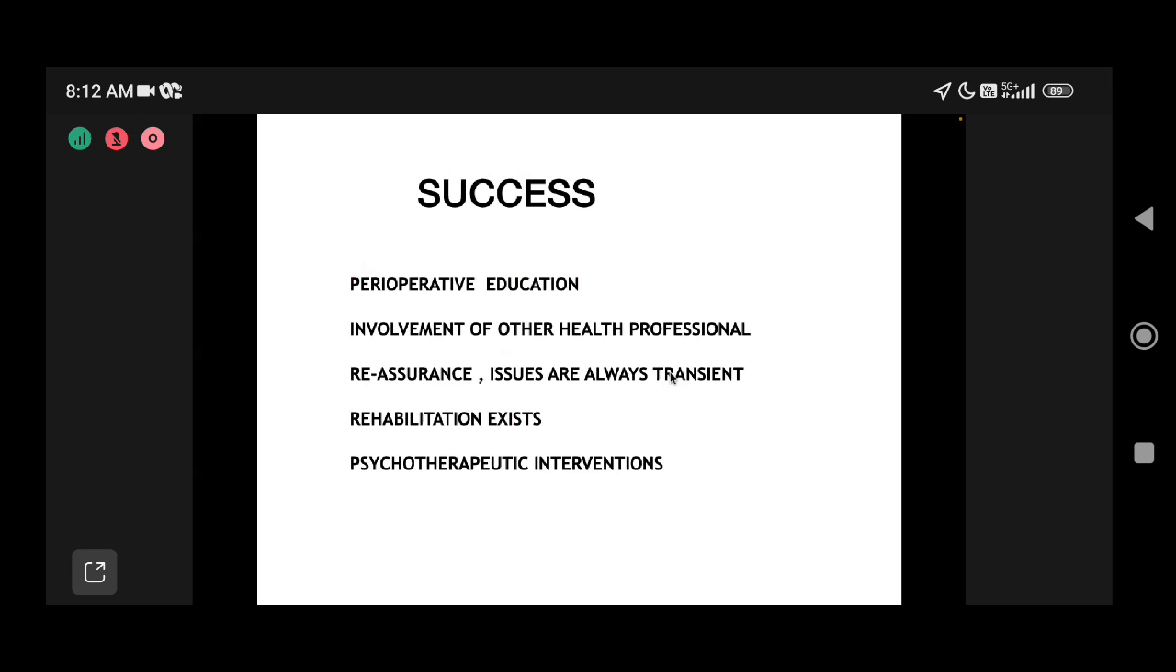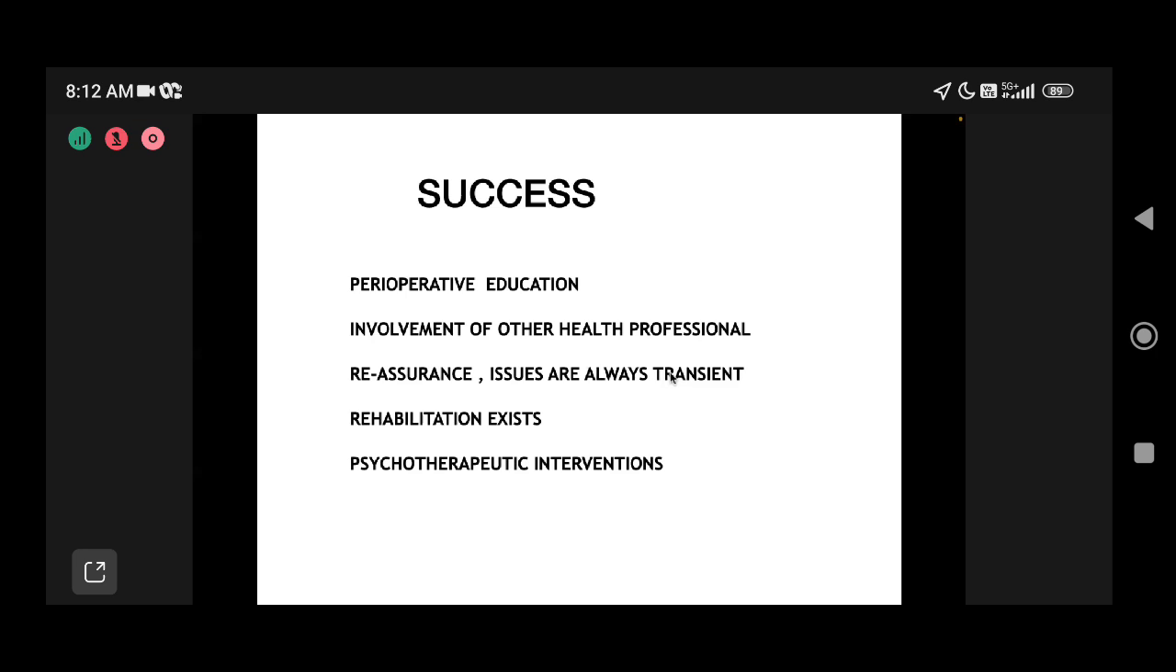There is something called success. When we can say we have achieved success, it is at different levels. Whenever you do pre-operative education, we can achieve better results. Also, involvement of other health professionals is very important, especially the paramedical staff. Whenever issues come, they are not permanent, they are transient, and we should give the patient reassurance that they can overcome them over a period of time.